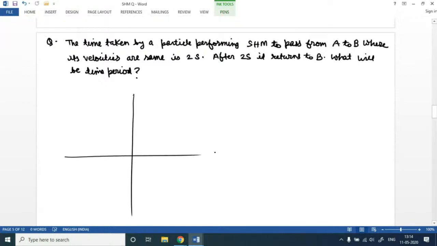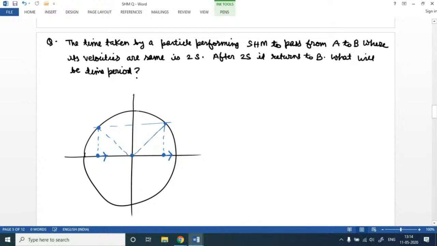So say this is the reference circle, and we are looking at two positions where we have the same velocities. Let's say one of the positions would be this and the other position would be this. So they are at the same distance from the mean position. So here the velocity would be in this direction, here the velocity would be in this direction. So we have the same velocities at these two positions, and it is given that to reach from here to here, let's say A to B, it takes 2 seconds.